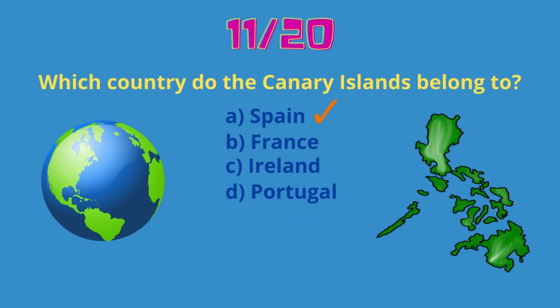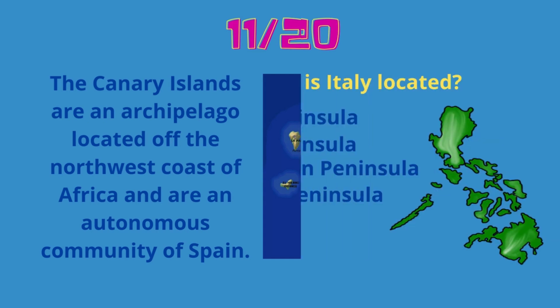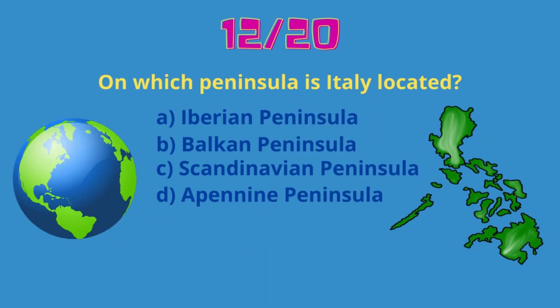Spain. The Canary Islands are an archipelago located off the northwest coast of Africa and are an autonomous community of Spain. On which peninsula is Italy located? Iberian Peninsula, Balkan Peninsula, Scandinavian Peninsula, Apennine Peninsula.